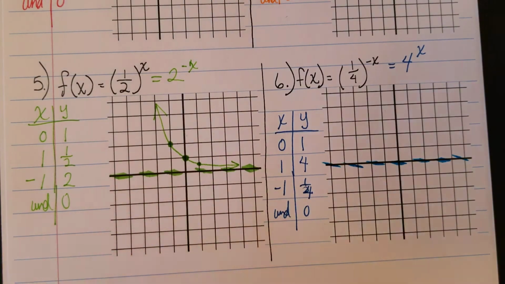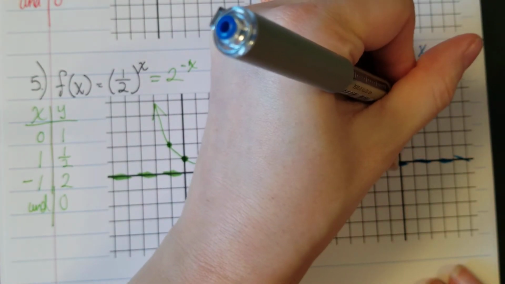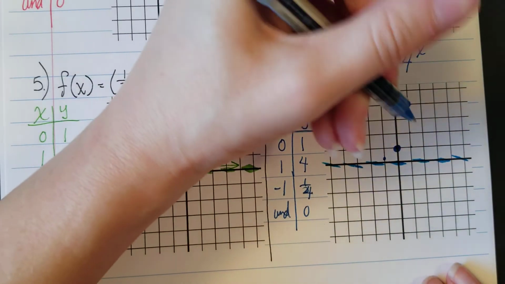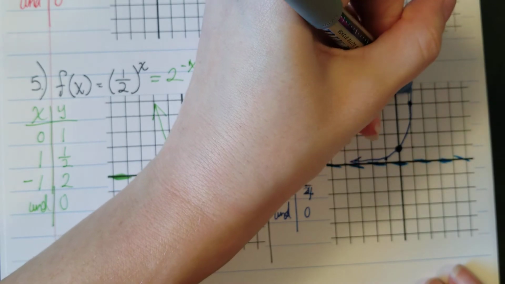There's the asymptote. And there's the graph.